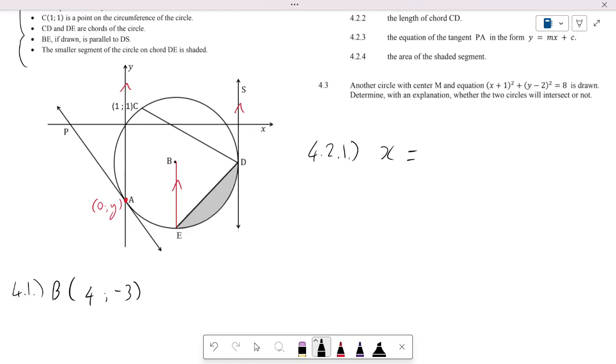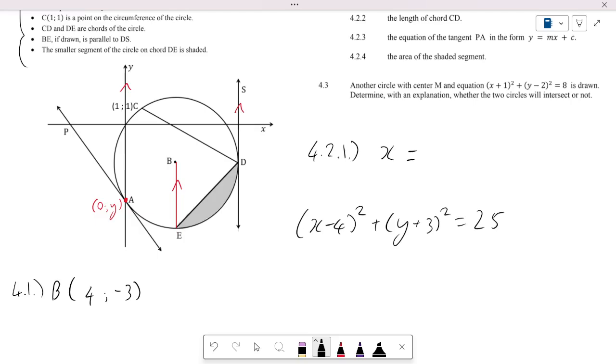And what we know over here is that from our other equation, we had the radius. So we had, I think it was, x minus 4 all squared plus y plus 3 all squared equals 25.